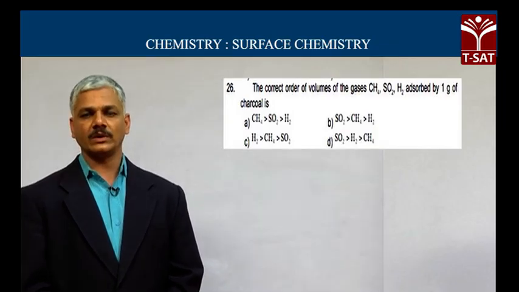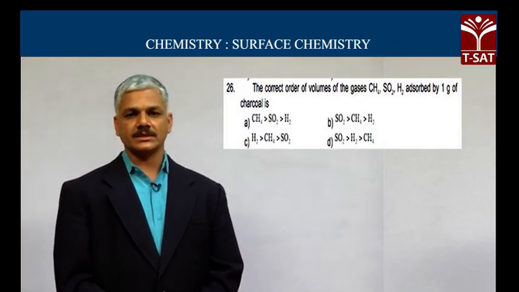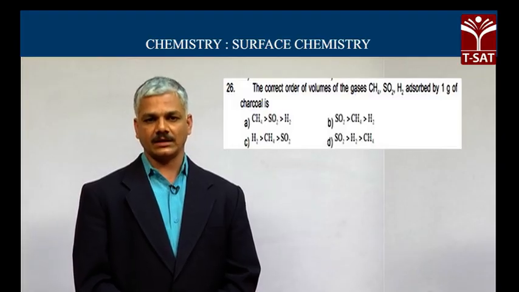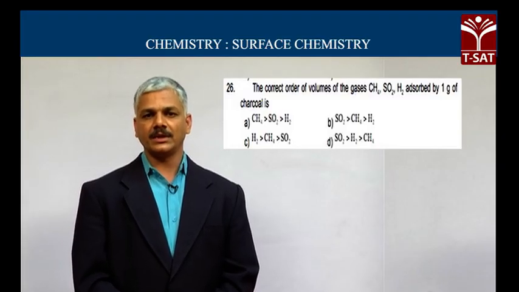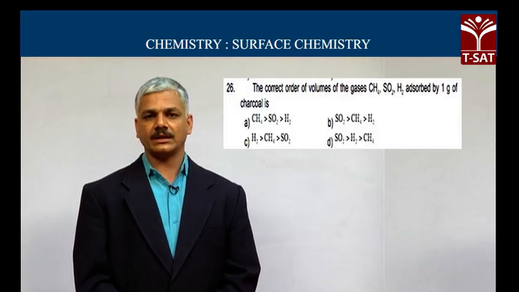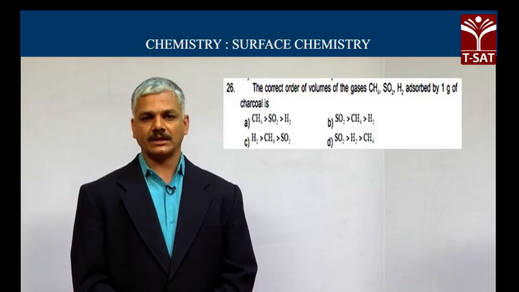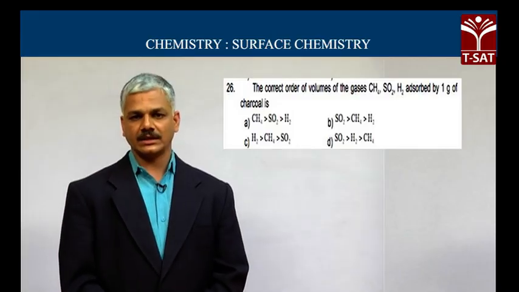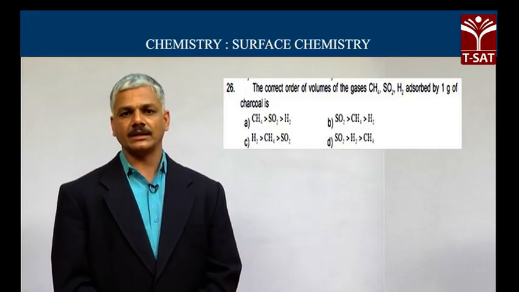26th question. The correct order of volumes of the gases methane, sulfur dioxide and hydrogen adsorbed by 1 gram of charcoal is. Given options are A. Methane greater than sulfur dioxide greater than hydrogen, B. Sulfur dioxide greater than methane greater than hydrogen, C. Hydrogen greater than methane greater than sulfur dioxide, D. Sulfur dioxide greater than hydrogen greater than methane.